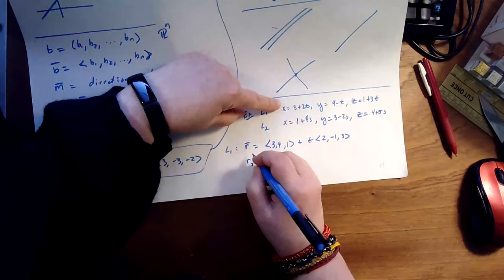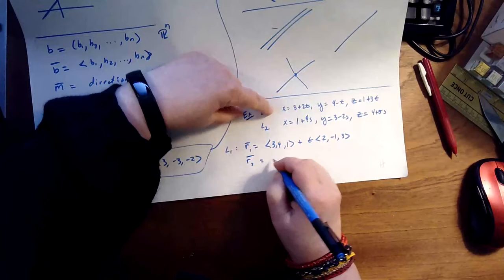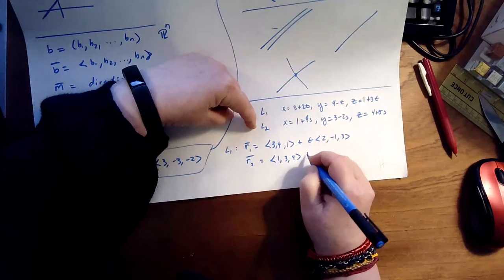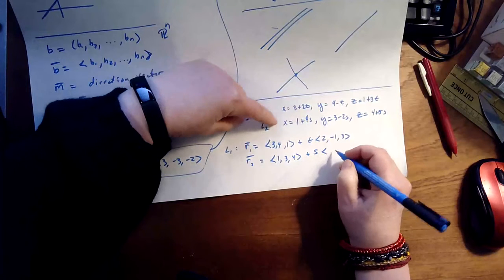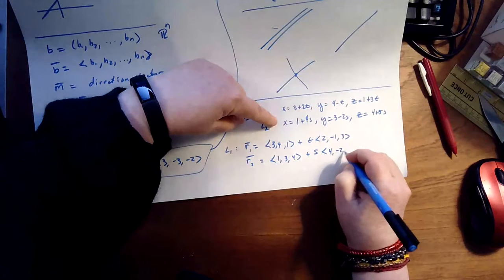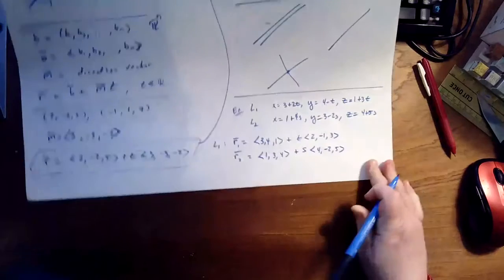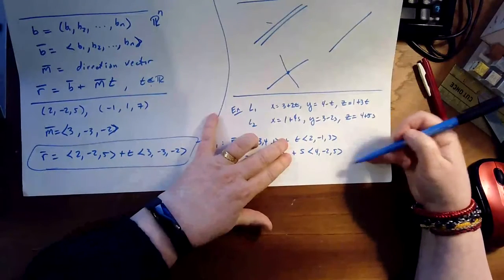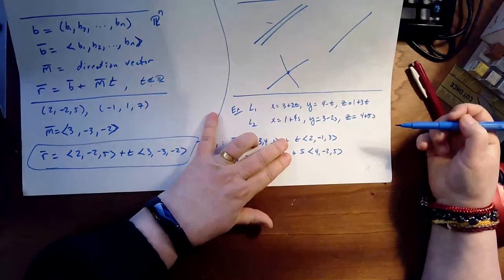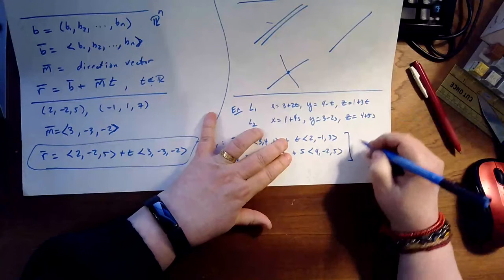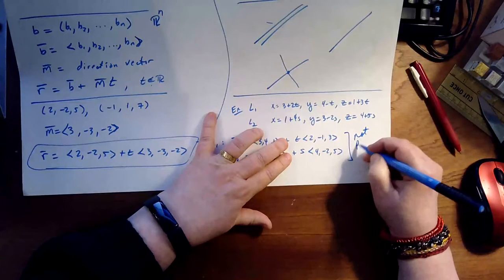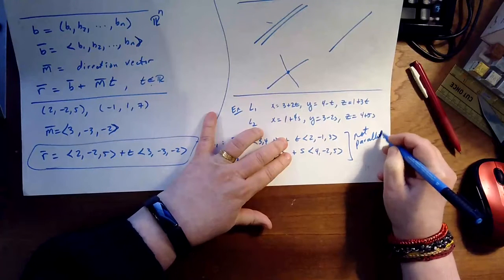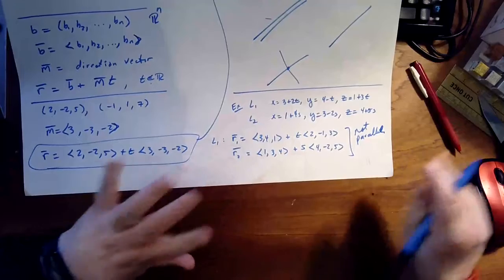And my second line is (1, 3, 4), and the direction is (4, -2, 5). These two vectors, these two slopes, are not the same. They're not multiples of each other. So I know that therefore these are not parallel. Okay. So they're not parallel.